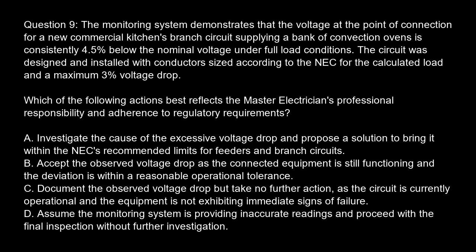Option A. Investigate the cause of the excessive voltage drop and propose a solution to bring it within the NEC's recommended limits for feeders and branch circuits. Option B. Accept the observed voltage drop as the connected equipment is still functioning and the deviation is within a reasonable operational tolerance. Option C. Document the observed voltage drop but take no further action, as the circuit is currently operational and the equipment is not exhibiting immediate signs of failure. Option D. Assume the monitoring system is providing inaccurate readings and proceed with the final inspection without further investigation.